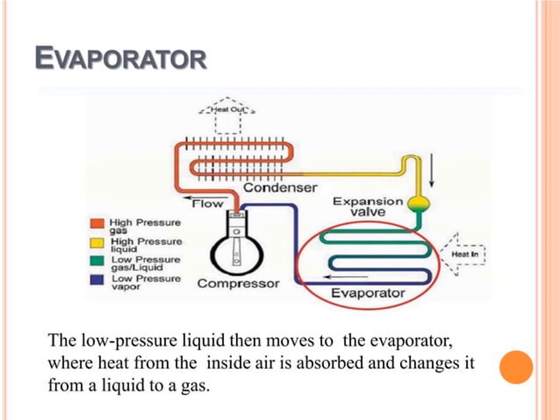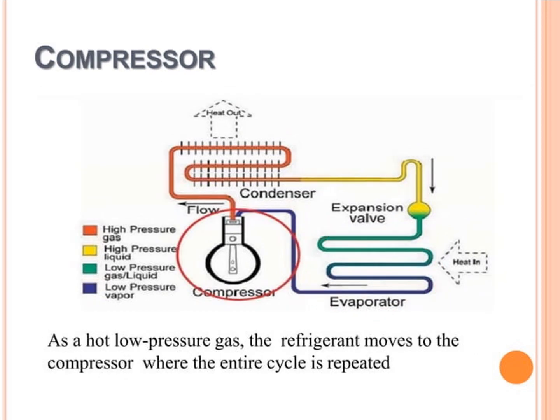So the evaporator is used to change the liquid into a gas, and it is sent to the compressor. So this is the cyclic process, and again it comes to the compressor finally as a hot low pressure gas. The refrigerant moves to the compressor where the entire cycle is repeated. This is known as the refrigeration cycle.